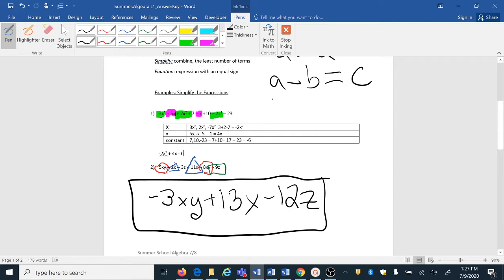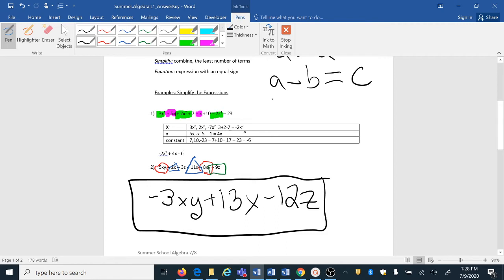All right, let's talk about combining like terms, some examples. Over here, what I did was I looked at my expression and broke it down into x squared, x, and constant. Those are the types of terms that I have. And I used different colors to identify the terms. So 3x squared, 2x squared, and negative 7x squared are all like terms. When I take the coefficients and add them, 3 plus 2 minus 7, I use a calculator.